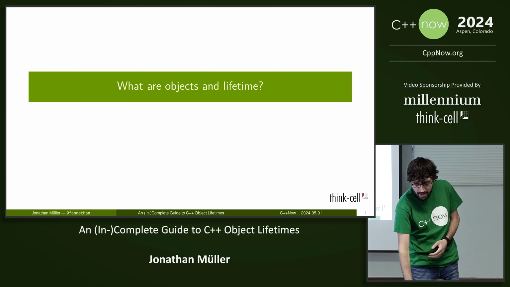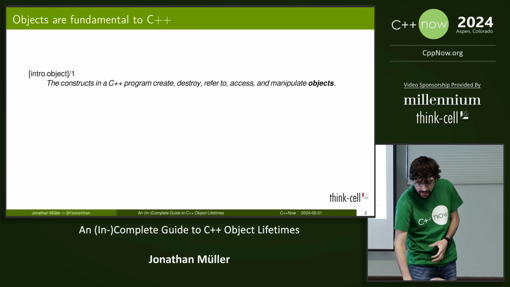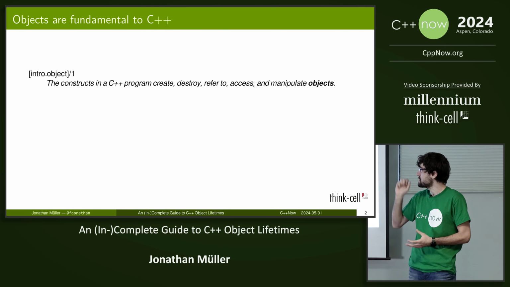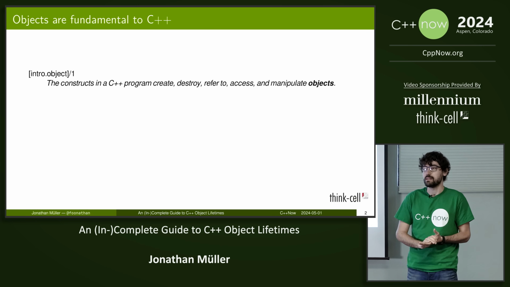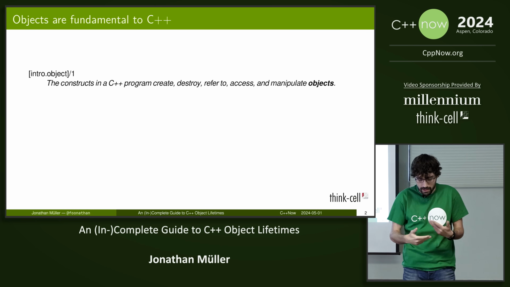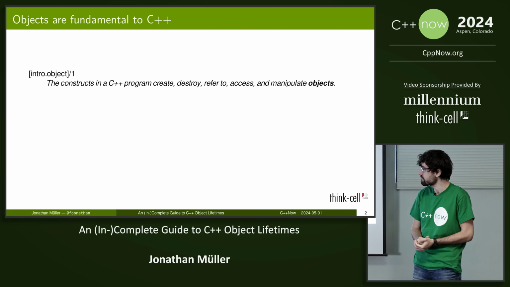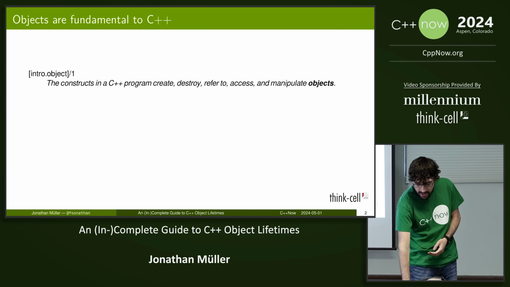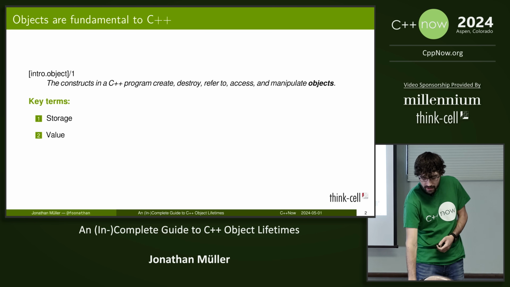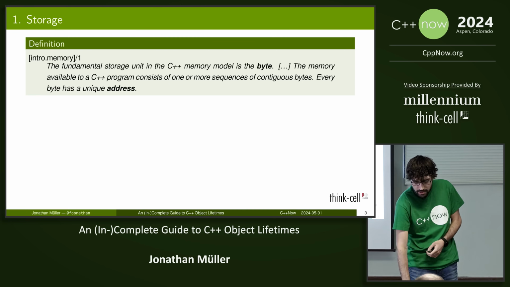So the obvious question is, what are objects and what are lifetimes? Now, I'm not meaning object in the sense of object-oriented programming, right? An object is a term of art from the C++ standard, and essentially objects are fundamental. Everything you do, you create, destroy, refer to, access, and manipulate objects in a C++ program. That's essentially all you do. And so to understand objects, we need to understand three things: storage, value, and type.